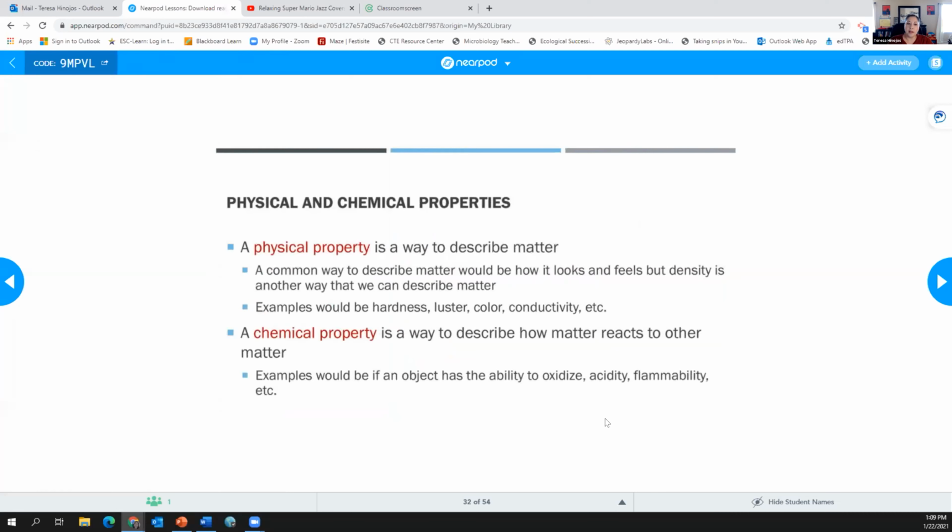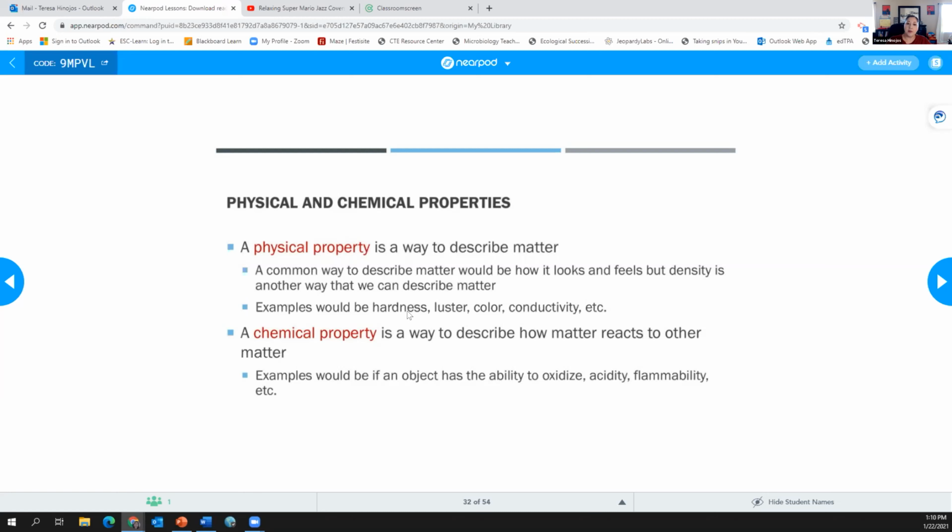Okay, so when we get to properties, a physical property is just a way to describe matter. And so students even in kindergarten can come up with physical properties because it's something that they're able to observe, with your eyes, with your hands, you can feel it. So for the most part, a physical property could be how something looks and feels, but it could also be something that may have already been measured, like the boiling point is a physical property. So we know that water boils at 100 degrees Celsius.